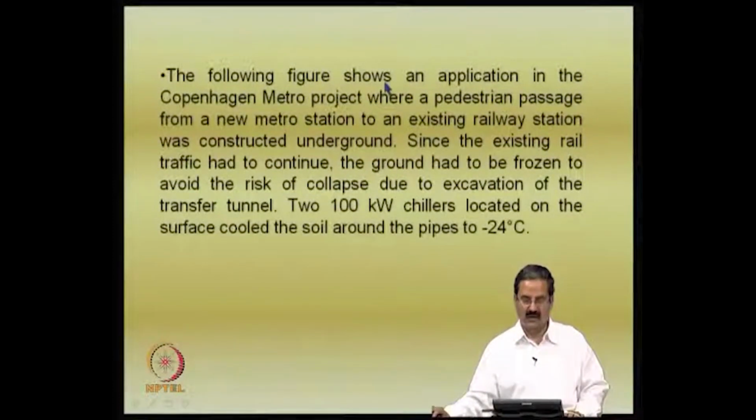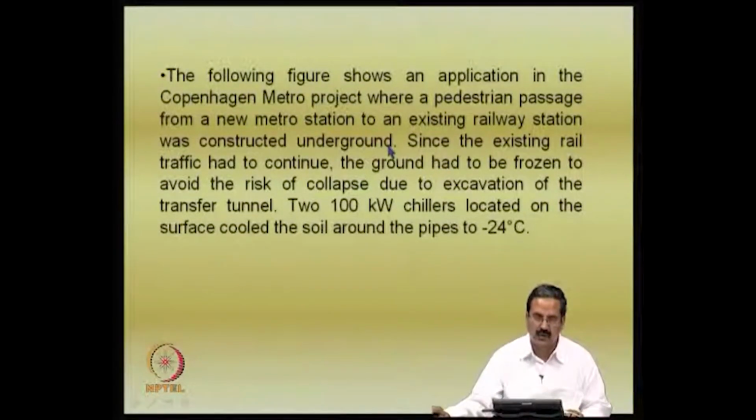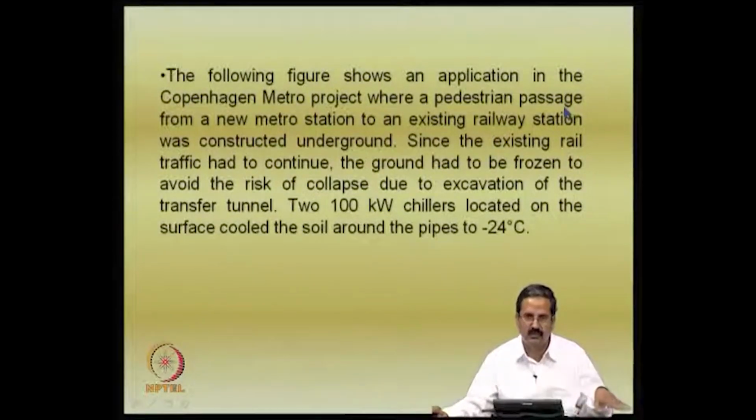The following figure shows an application in the Copenhagen metro project, where a pedestrian passage from a new metro station to an existing railway station was constructed on the ground. Here you are trying to have a new metro station and you would like to have a pedestrian passage, because people have to move from all sides. Since the existing railway traffic had to continue, because you can't disturb the existing railway lines, the ground had to be frozen to avoid the risk of collapse due to excavation of the transfer tunnel.